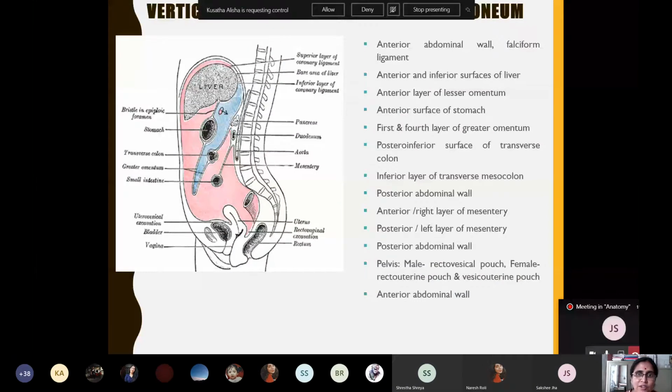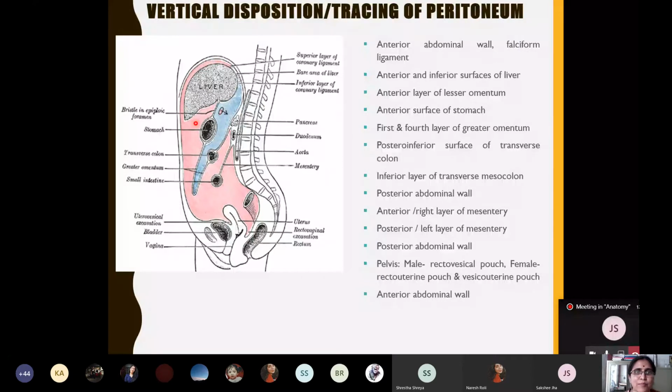Okay. Because students find difficulty in the disposition of the peritoneum, I'm directly entering into the vertical disposition of the peritoneum. Now here you can see this is the vertical disposition of peritoneum, where the parietal peritoneum is reflected to the visceral peritoneum. So how does the reflection of the parietal peritoneum to the visceral peritoneum take place?